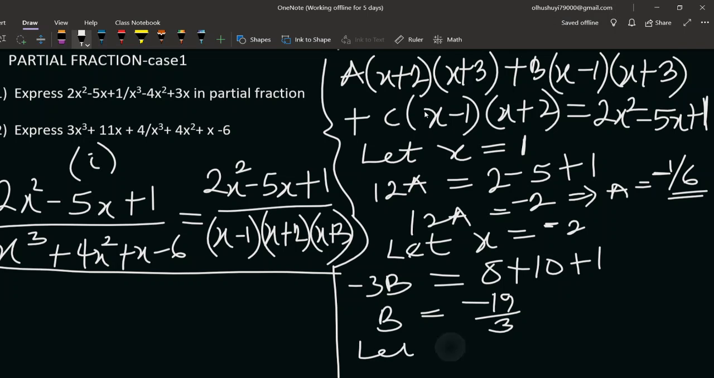Just say let your x, and look at this place. If we eliminate a and b, the best way to eliminate a and b so that we have c left is to make x here to be minus 3. Then these two will go. So if you say x is equal to minus 3, they are gone. So you have c times, minus 3 minus 1, that's minus 4, times minus 3 plus 2, that's minus 1, close brackets, that can be equal to 2 times minus 3 raised to power 2, which is 9, that is 18.